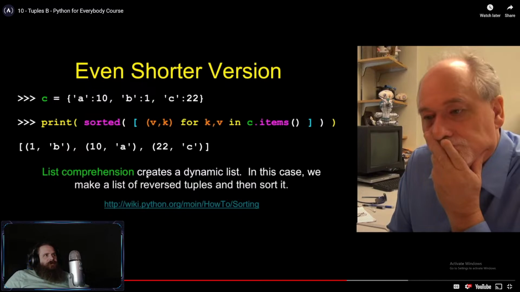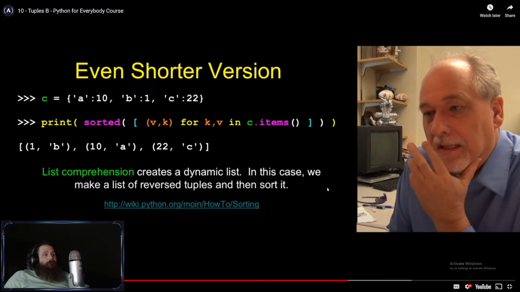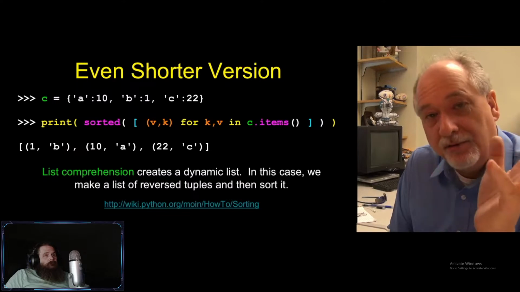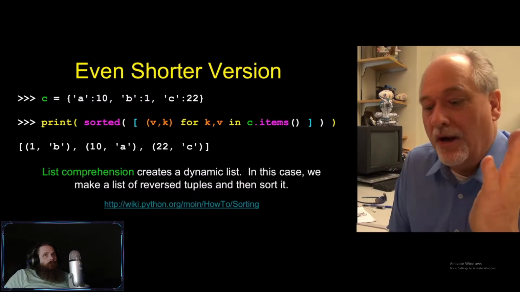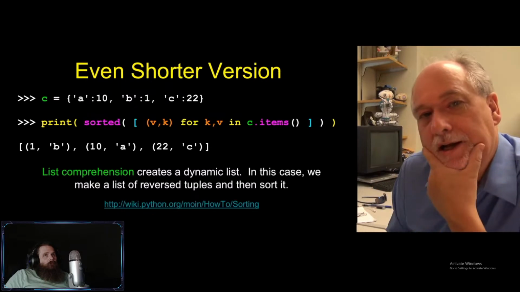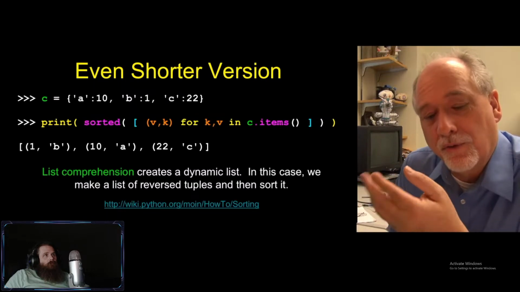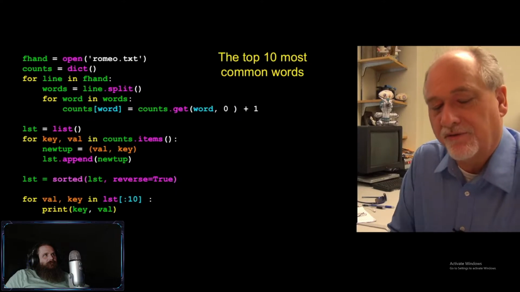List comprehension creates a dynamic list. In this case, we make a list of reversed tuples and then sort it. Reversed tuples meaning it's value key as opposed to key value. And they sorted it. Wow. That is one way of doing this, and this slide right here you absolutely do not need to figure out. But some of you will look at this slide and you're like, why didn't you show us that in the beginning? And others of you will be like, no, keep telling me this stuff here.